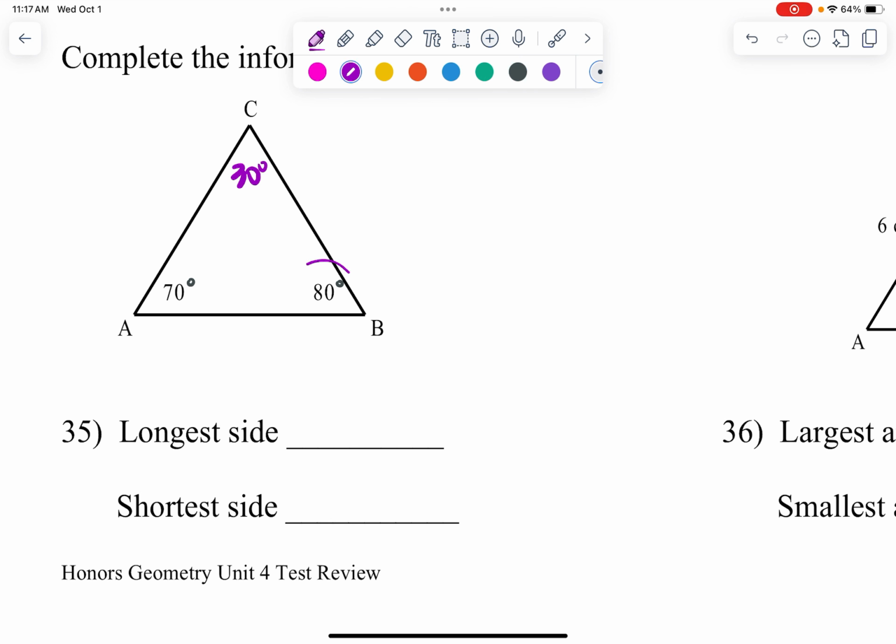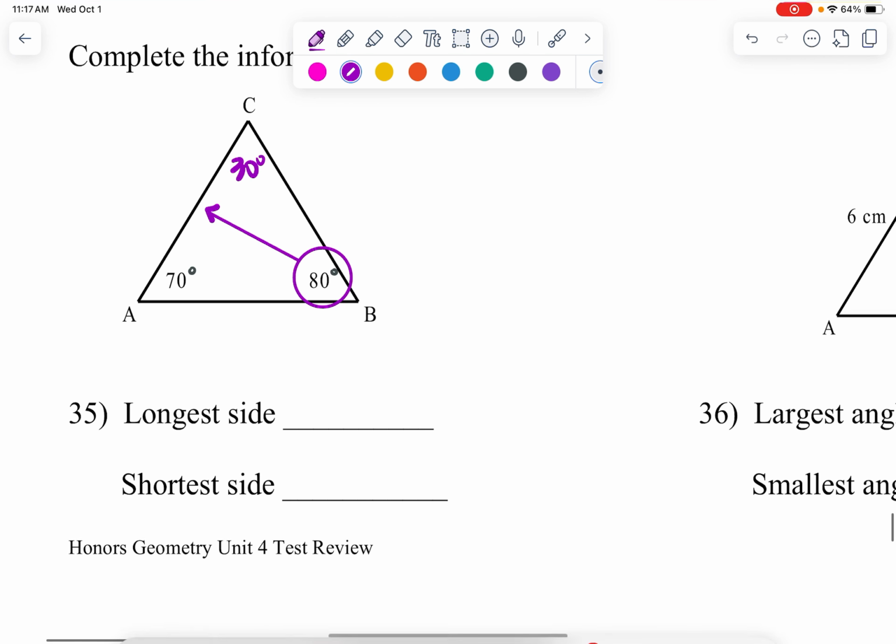So let's see. That means the longest side. Well, 80 is my largest angle, right? And he is the angle that is driving how long AC is, because AC is the one that has to close up the 80-degree angle. So that makes AC our longest side.